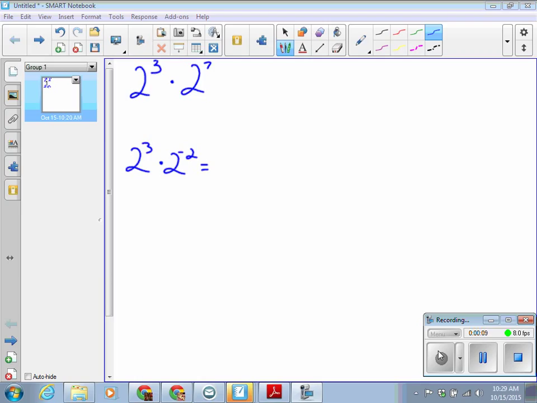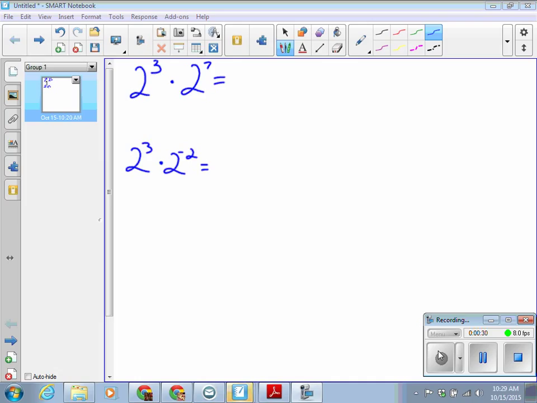I just wanted to show you a couple of examples before our test to make sure we're ready. So first we're going to start off with multiplying exponents. Here, on our first problem, we have 2 to the power of 3 and 2 to the power of 7. When we multiply exponents, we have to add. Remember, every time we multiply, we're going to add.